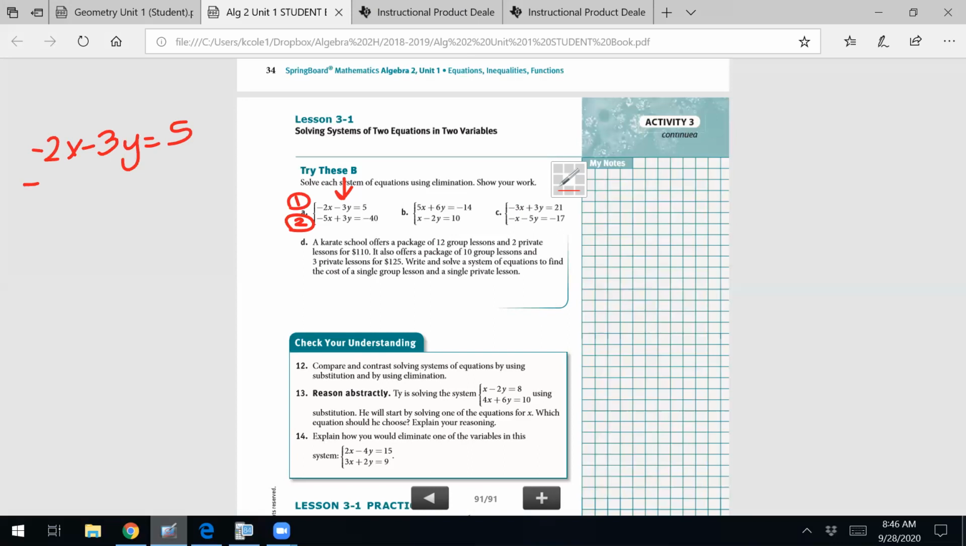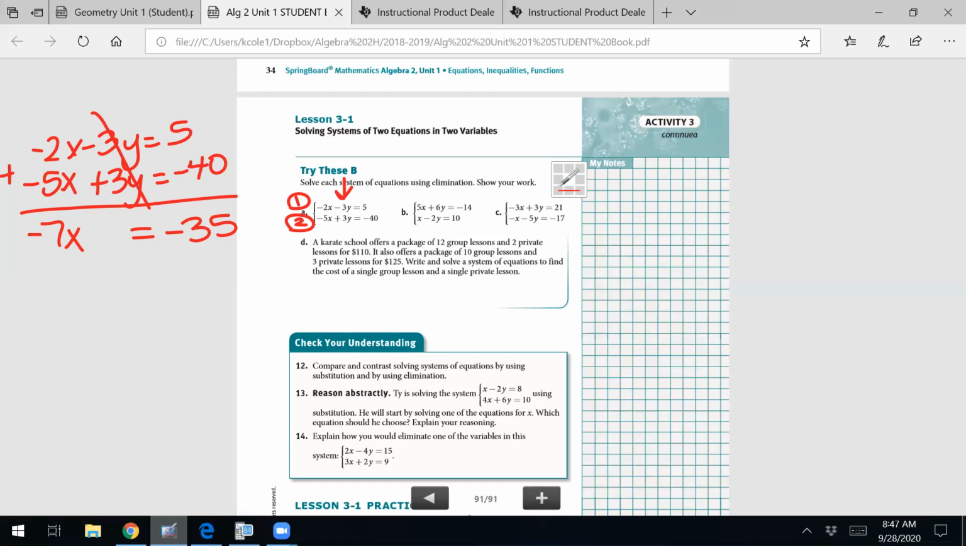Like David, if you just show your work for this, you don't have to have the book for that. This would count as your notes. So we're just simply going to add these together. What's -2x and -5x? Okay. Then we have -3y and +3y. Those are going to cancel. Then we have 5 plus negative 40, which gives us negative 35.